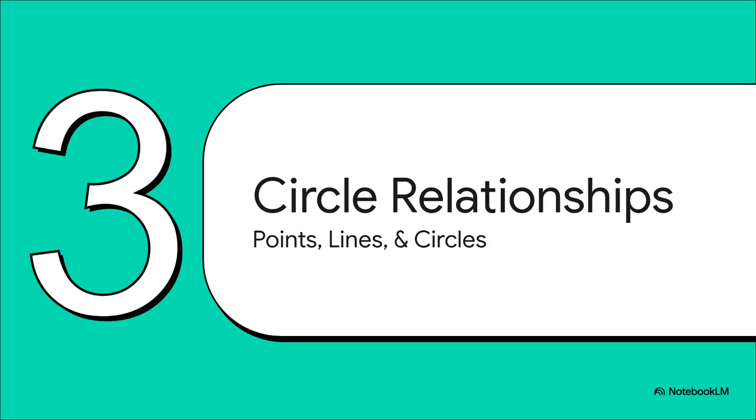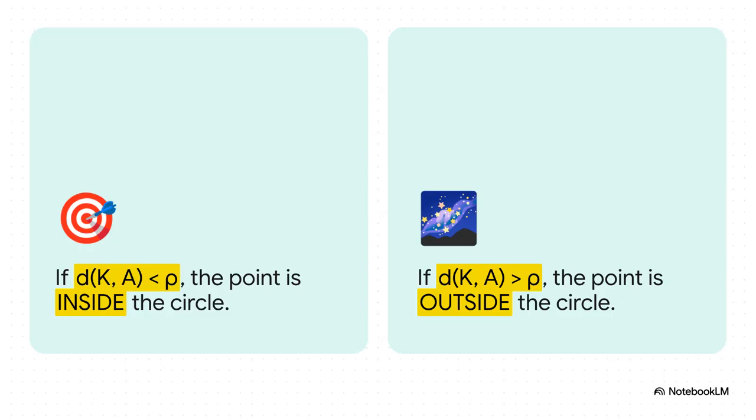So, we know what a circle is, and we figured out how to find it. Now let's see how a circle plays with others. We're going to explore how it relates to everything around it: points, lines, and even other circles. Let's start simple, with a single point. How can you tell if it's inside, outside, or on a circle?